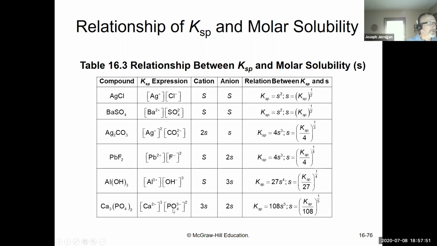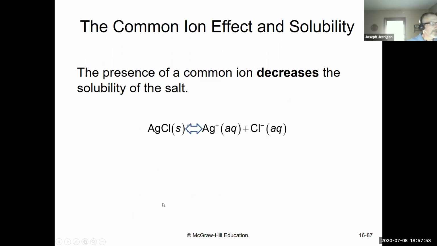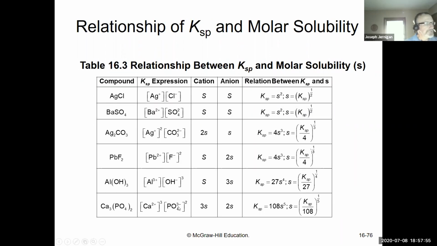It would be 3 times 3 times 3 is 27, times 2 times 2 is 4, so 27 times 4 is 108. And of course, the power of S, or S raised to the power of 3 and the power of 2, is going to give you a combined S raised to the power of 5. And that's the relationship between KSP and molar solubility for calcium phosphate, okay?